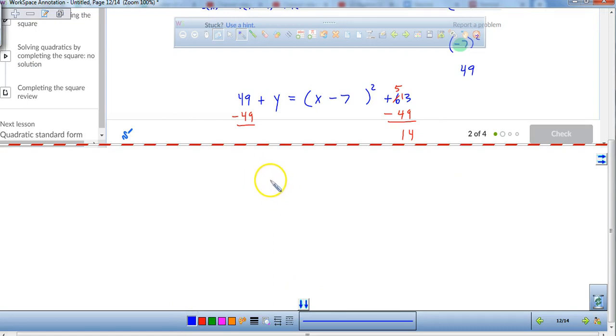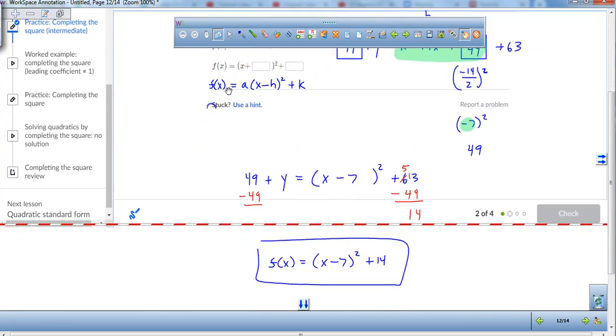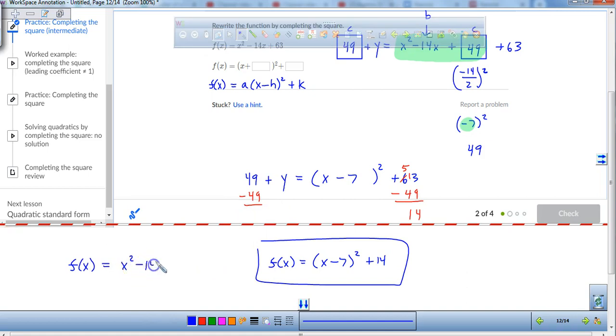I'm going to show you what I mean by vertex form. We're going to use Desmos to show you how this works. We're going to call this f of x, because that's what this is in function notation. We're going to put x minus 7 squared, plus 14. So I know where my vertex is in this form. Now, I didn't know where my vertex was over here, when f of x equaled x squared minus 14x plus 63.